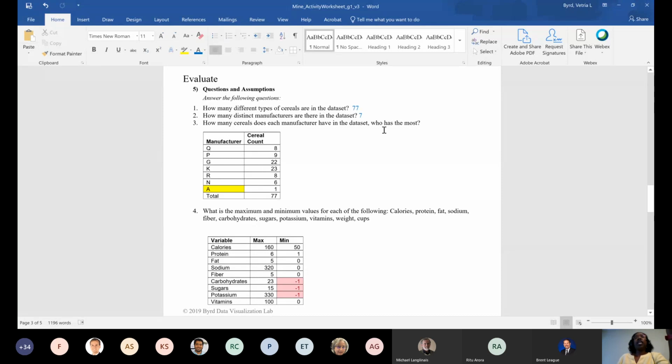So I went through and started to answer some questions that I came up with as I was looking at the data. How many different types of cereals are there? We concluded yesterday that there were 77. How many different manufacturers are there? 7. And then I started to pull out some information. How many cereals does each manufacturer in the data set have, and who has the most?